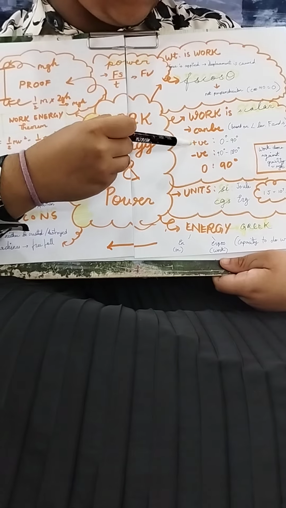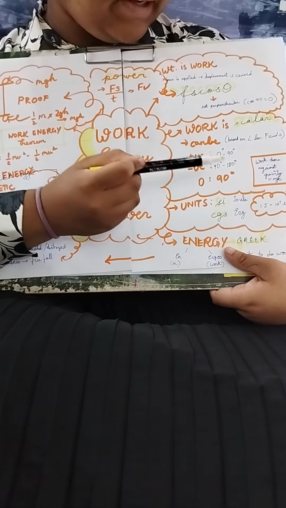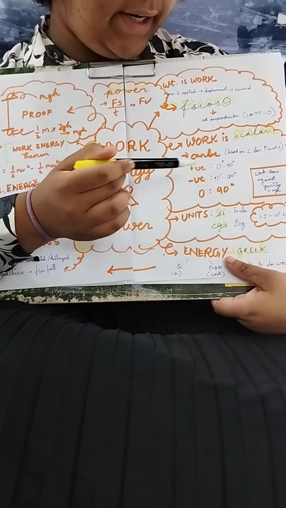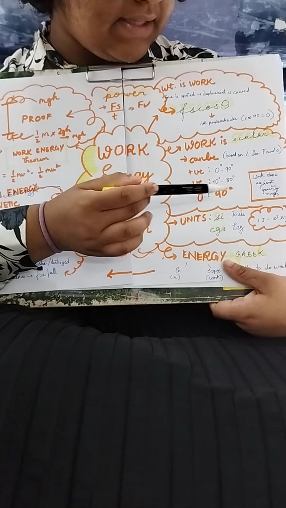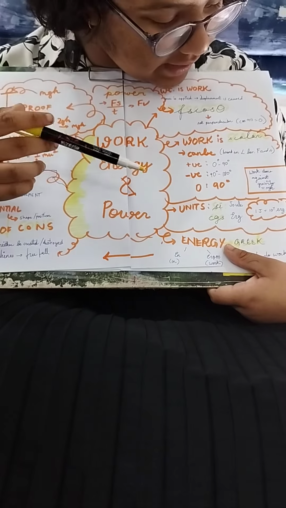Now, work can be positive, negative, or 0. When is it positive? When the angle between F and S is 0 to 90 degrees, negative when it's 90 to 180, and 0 when it is 90 degrees.